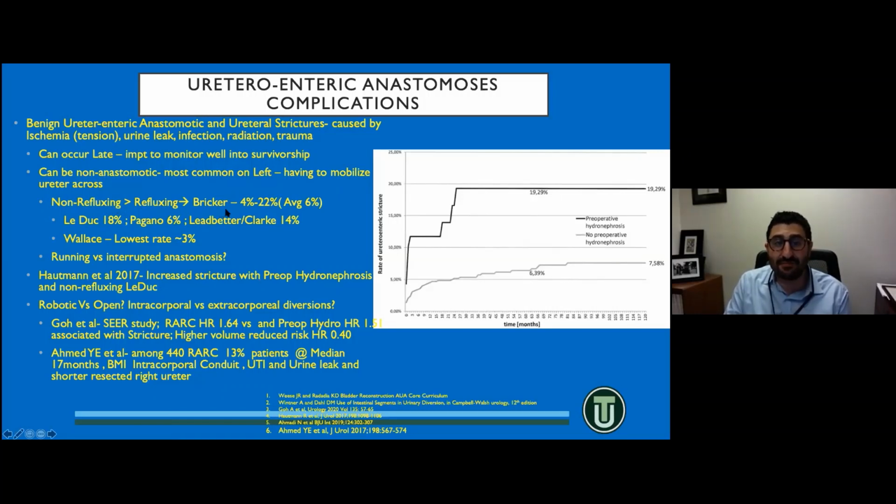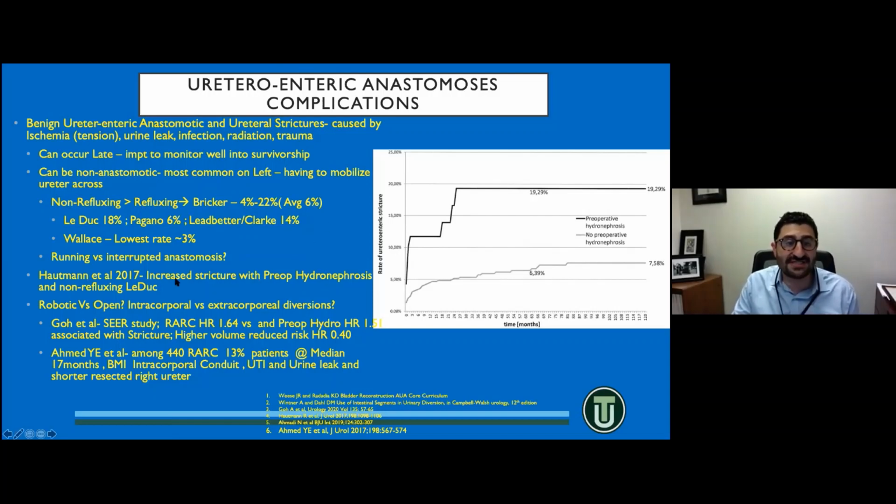The average rate for Bricker is around 6%. With the Leduc, Pagano, and Ledbetter-Clark, these are all non-refluxing anastomoses, and highest risk with the Leduc. The Wallace, as I said, has the lowest risk. Having a running or interrupted anastomosis, it's unclear whether or not that relates to future stricture development.